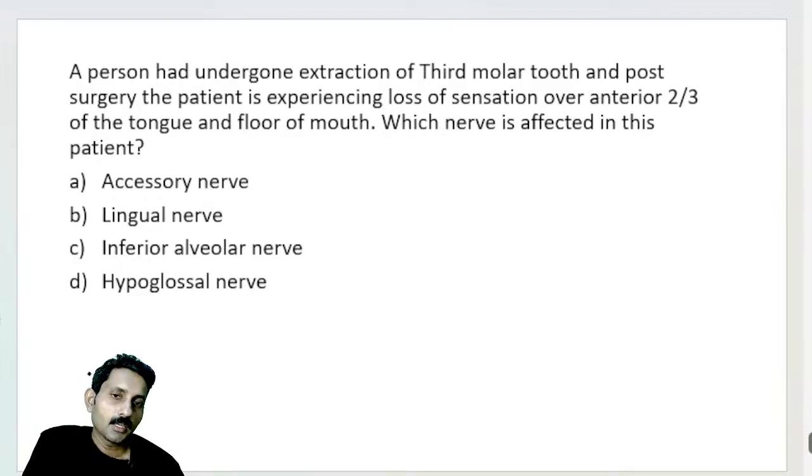I will see a question first. A patient has undergone an extraction of the third molar tooth, and post-surgery, the patient is experiencing loss of sensation over the anterior two-thirds of the tongue.